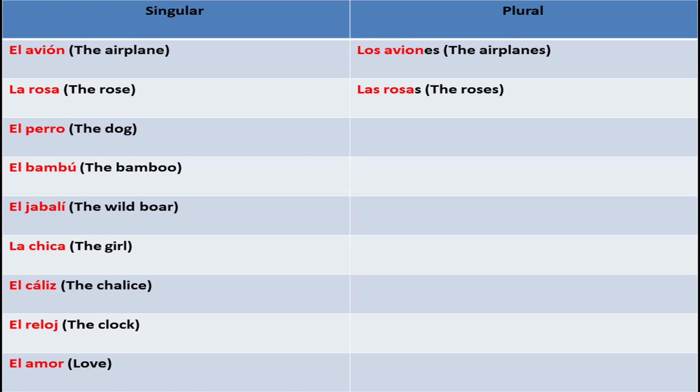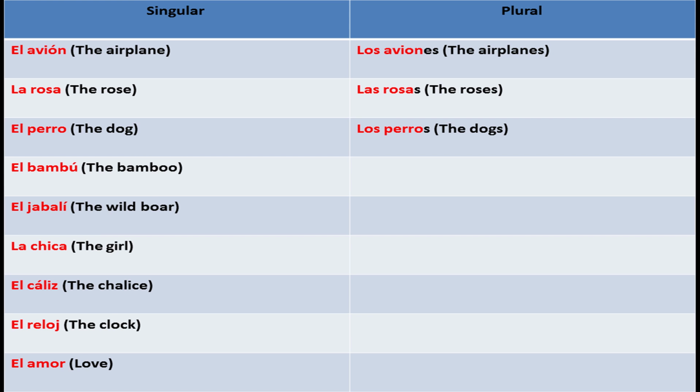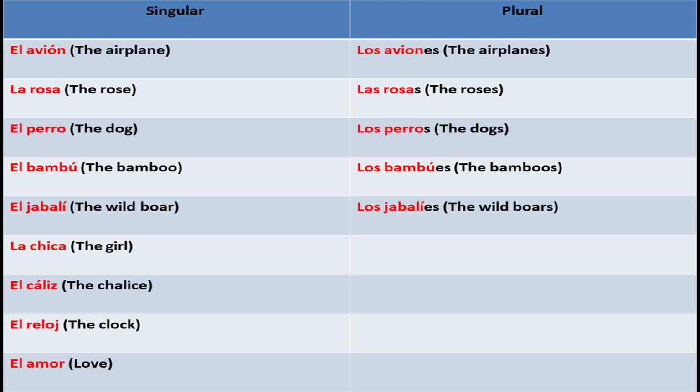El perro. You're right. Since this word ends with a vowel O, we just add an S. El bambú. The right answer is los bambúes, as the vowel U has an accent mark. El jabalí. The right answer is los jabalíes. Same rule as the previous one, as the vowel I has an accent mark.